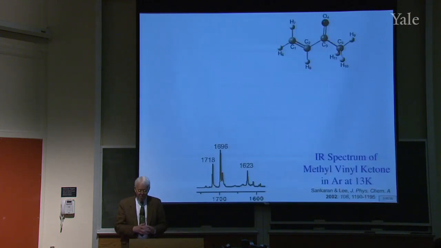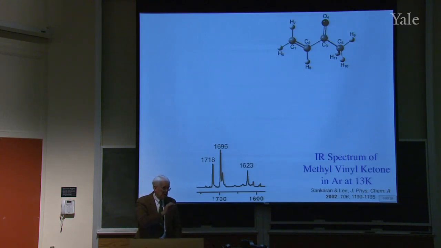Well, here's a spectrum of methyl vinyl ketone, that same compound with a double bond adjacent to the carbonyl, measured in argon at 13 Kelvin. And you can see it's got those two peaks, 1718, 1696, but then it's got that 1623. These aren't exactly the same frequencies we saw in the previous slide because that was measured in solution. This is measured in an argon solid. So there's a little influence of the neighbors on the frequency.